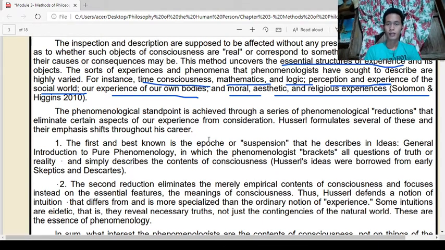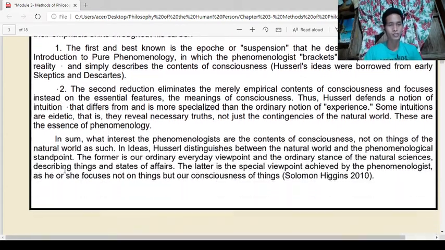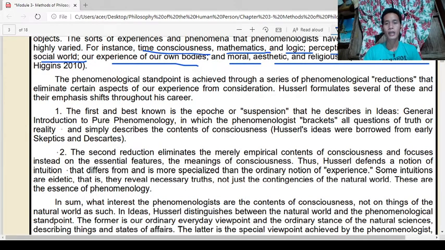So, Edmund Husserl came up with phenomenological reduction because he believed that the phenomenological standpoint is achieved through a series of phenomenological reductions. The first and the best known is epoché or suspension. This is the first phenomenological reduction, the epoché or suspension that he describes in Ideas: General Introduction to Pure Phenomenology, in which the phenomenologist brackets all the questions of truth or reality and simply describes the contents of consciousness. Right? Brackets all questions of truth and reality by simply describing the contents of consciousness.